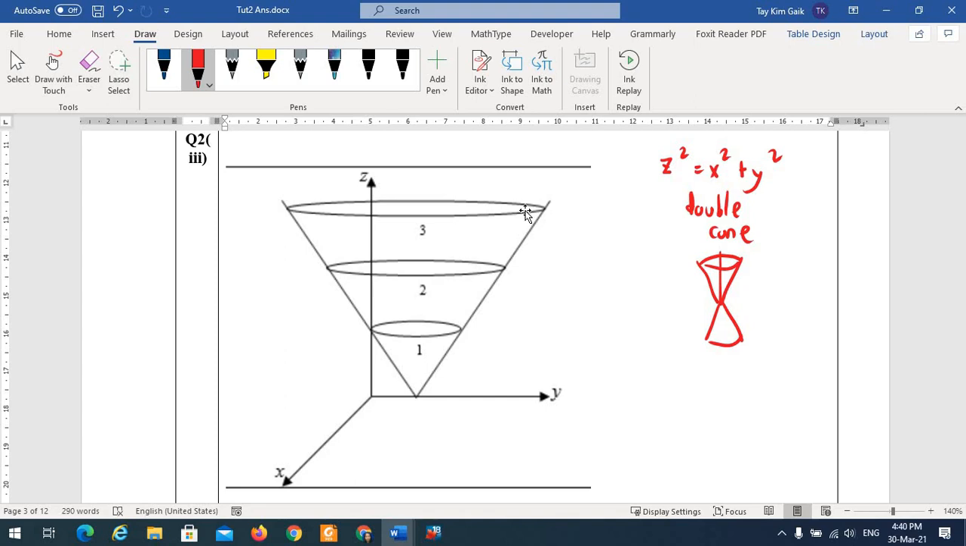Any questions or not? I think the rest, can you try to do and show me? Otherwise, I'm talking alone and don't know whether you understand or not.